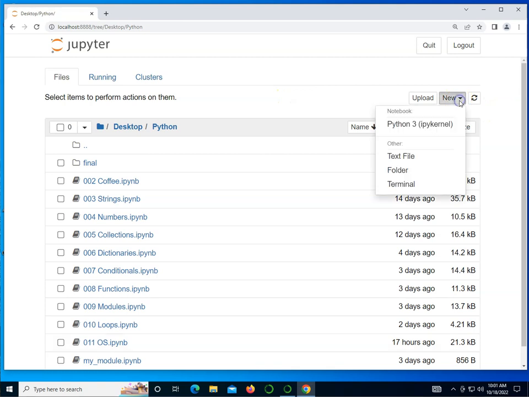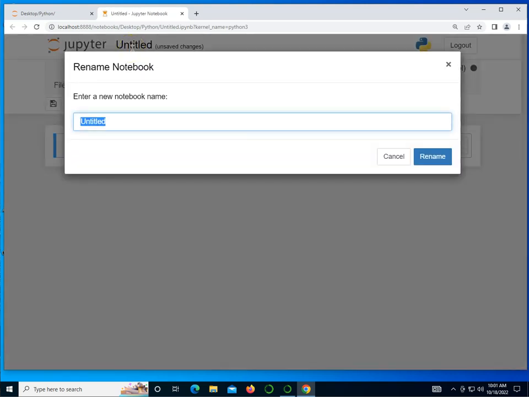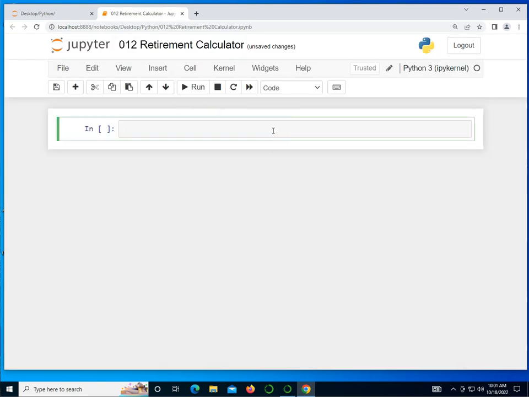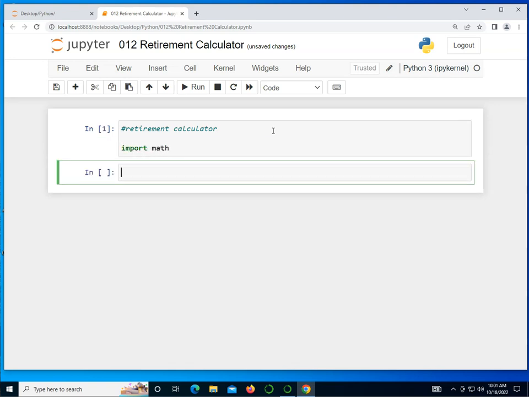This is called the retirement calculator, and I'm going to start a brand new Python 3 notebook. Let's call this one 012 retirement calculator, to deal with the so-called retirement gamble. We are going to import math. We do need the math module. Let's do Shift Enter, make sure it works.